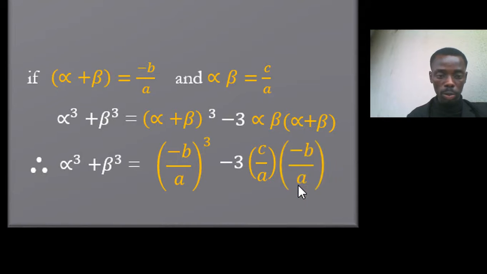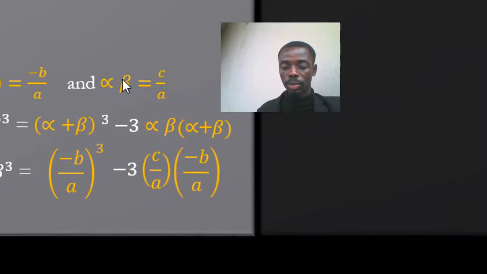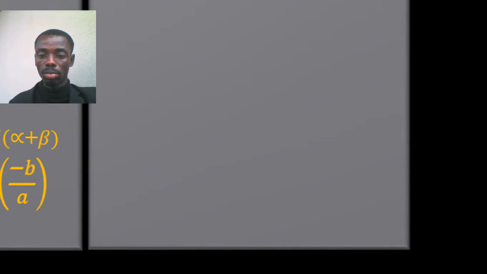So what have I done? Anywhere I say alpha plus beta, I bring in minus b over a. Anywhere I say alpha beta, I bring in c over a. And that is what I've just done, because the instruction is that I should express this value in terms of a, b, and c. But I must first express every term in it, making sure that they conform to alpha plus beta and alpha beta. Otherwise, I won't be able to do the work.